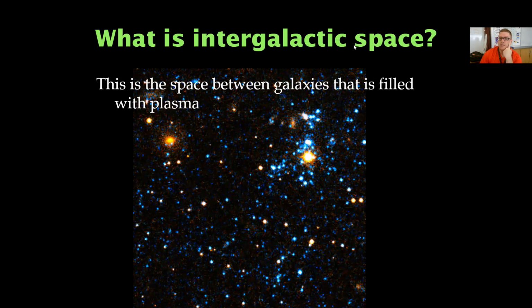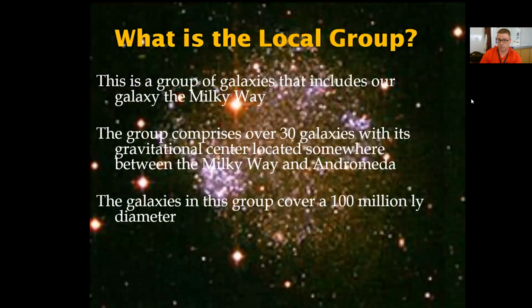So intergalactic space is the space between galaxies filled with plasma. We also have what's known as our local group. Like how we had different ways of grouping stars, like our binary pairs and star clusters, we have groups of galaxies. This group of galaxies includes our own galaxy, the Milky Way. This group contains over 30 galaxies with its gravitational center located somewhere between the Milky Way and Andromeda, which is another galaxy that's very close to us.